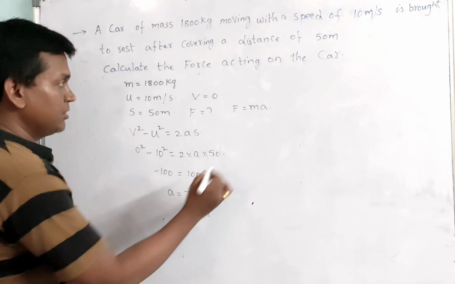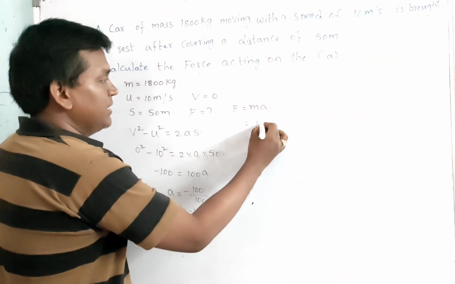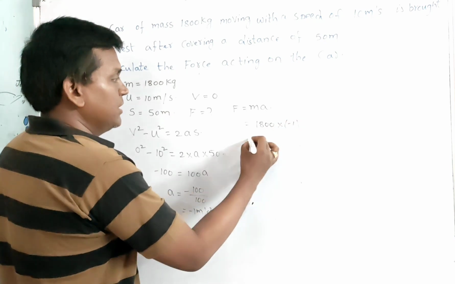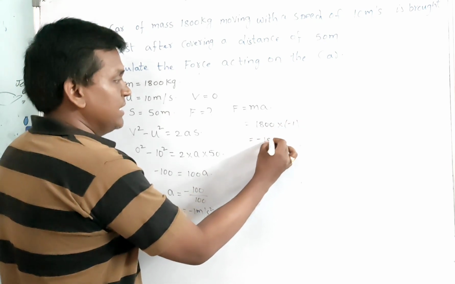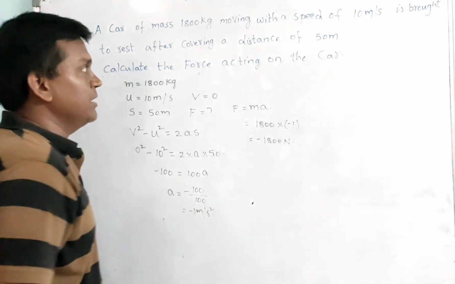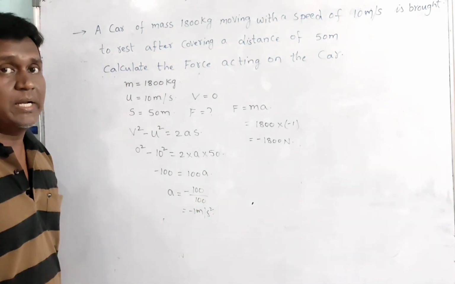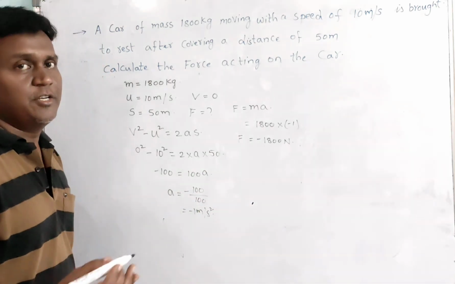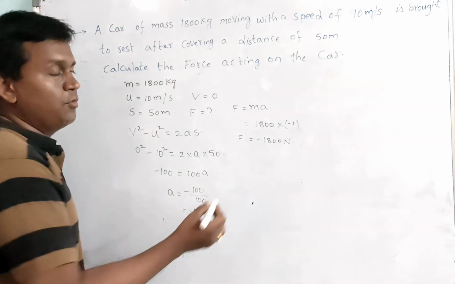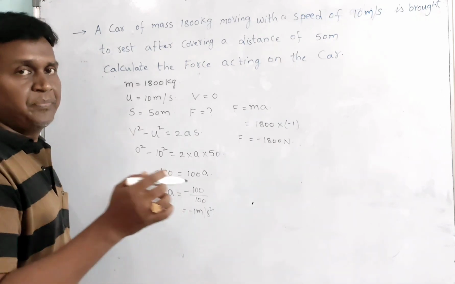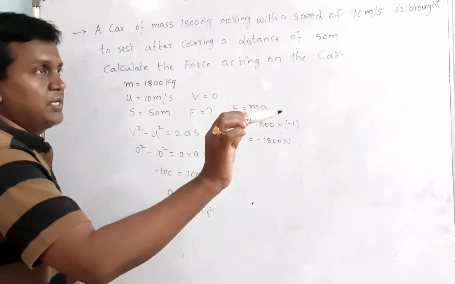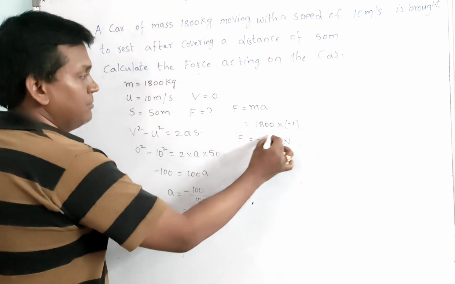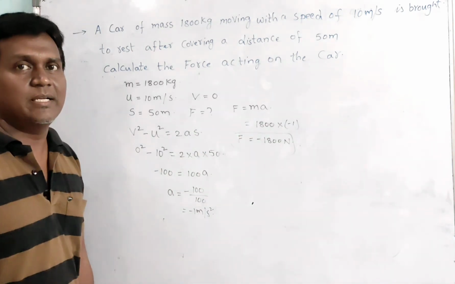So here F equal to mass, 1800, into minus 1. So you will have minus 1800 Newton. So that means to make the car come to rest, the force acting on the car is 1800 Newton. Here the minus represents the force is in the opposite direction. As the motion of the car is in this direction, the force acting on the car is in the opposite direction. So that is F equal to minus 1800 Newton.